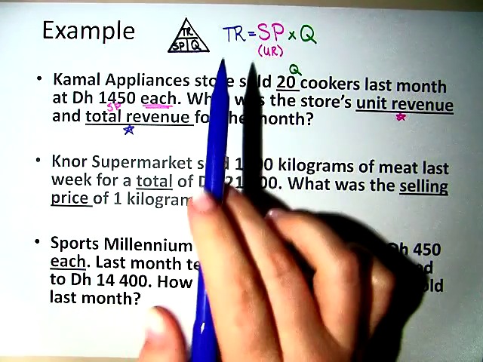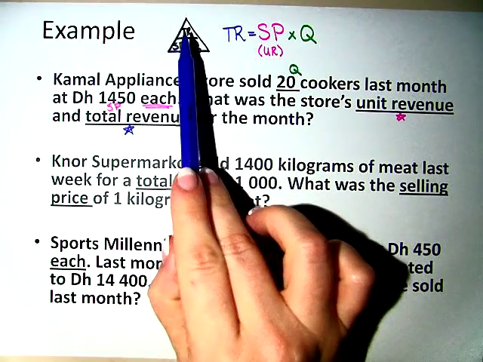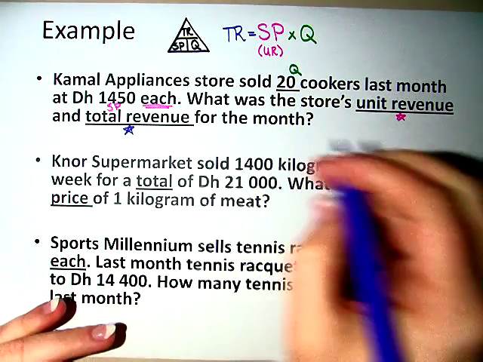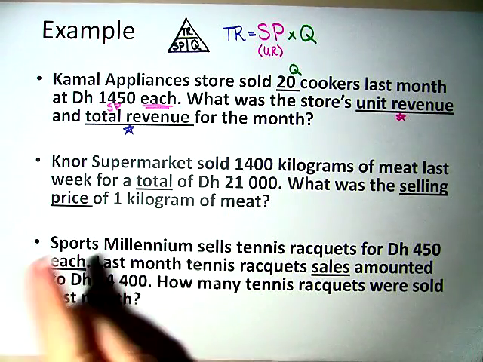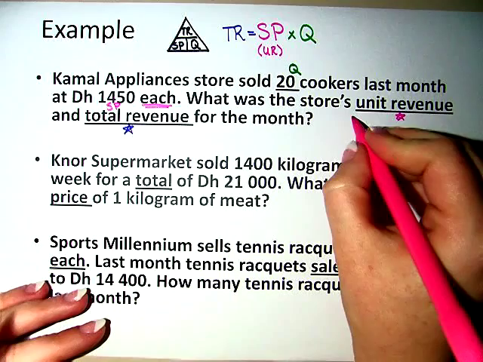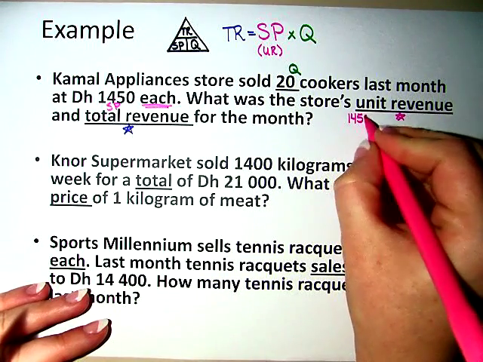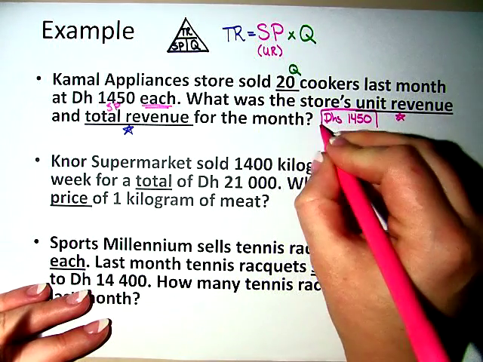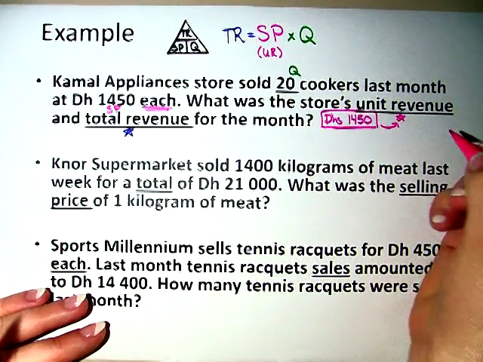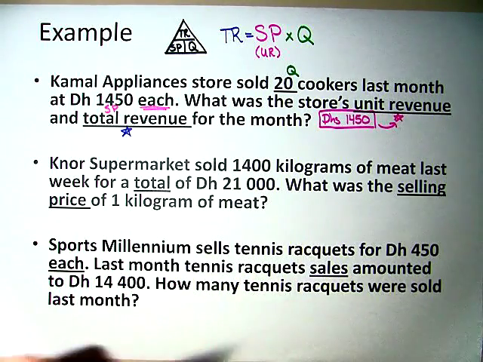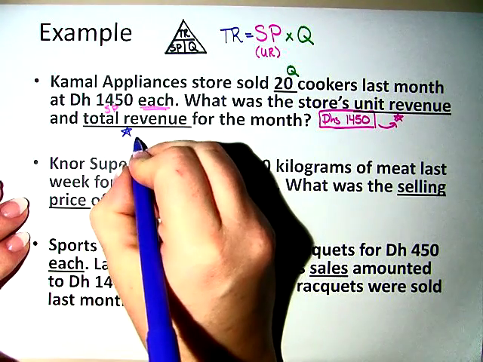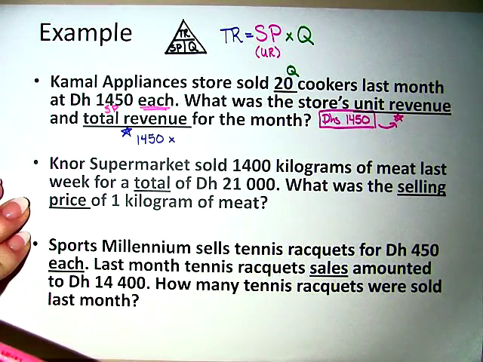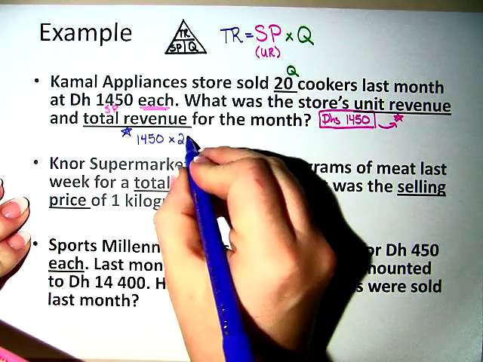Okay, so we know that if we have total revenue we're looking for, we need to take the selling price and multiply it by the quantity. So the unit revenue, very easy, is $14.50 each. So this is the store's unit revenue. Now total revenue is the selling price, which is $14.50, multiplied by the quantity, which is 20.